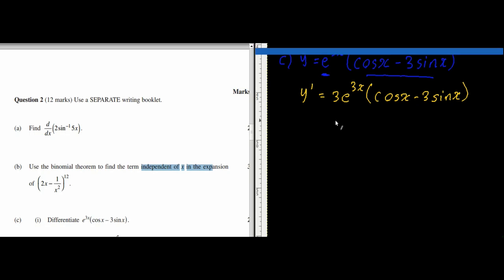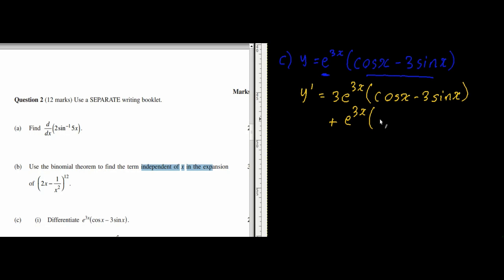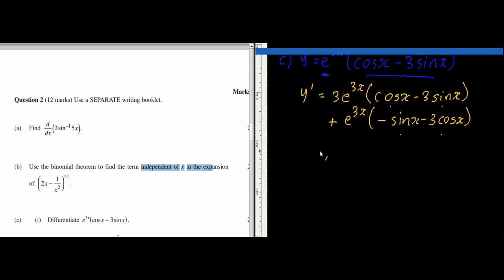But now, remember, I still need to add up what I didn't differentiate, so I leave e to the 3x alone, and I differentiate this part, and I get minus sin x minus 3 cos x. Right, so now if you can see, there should be some equivalent terms, right? So I'm going to collect the like terms.